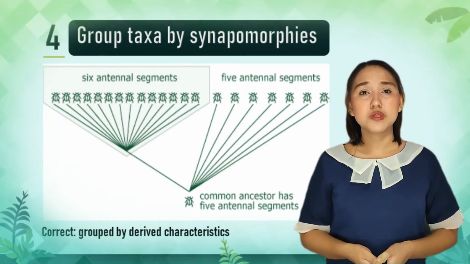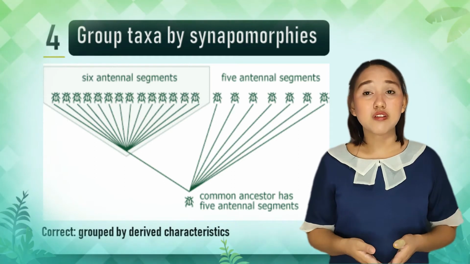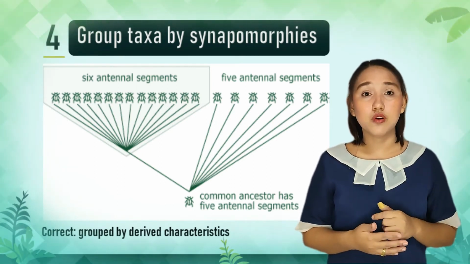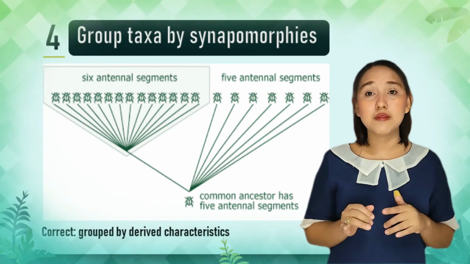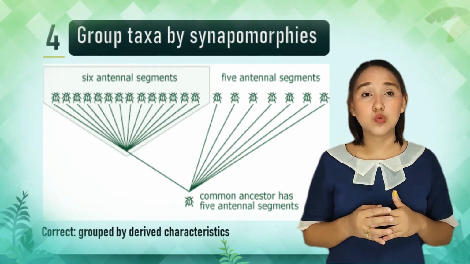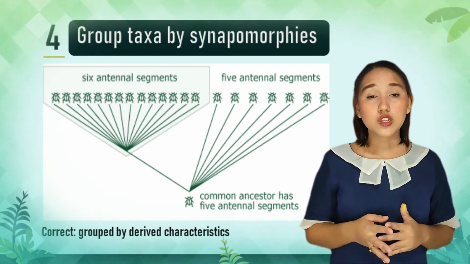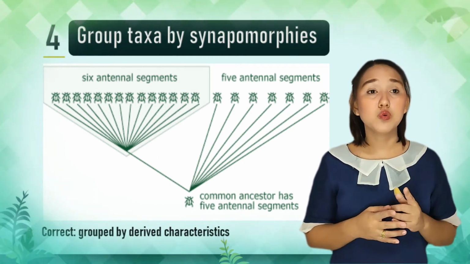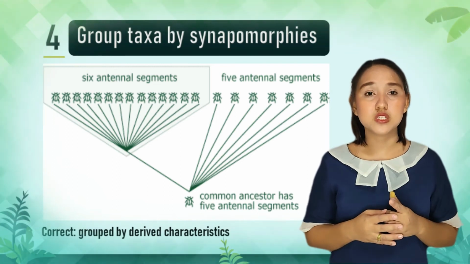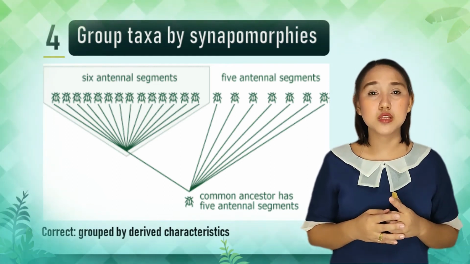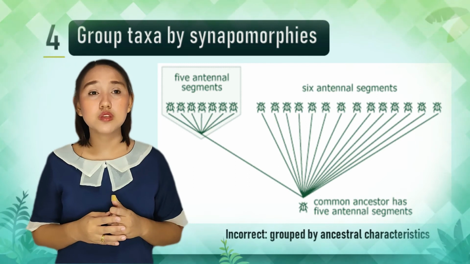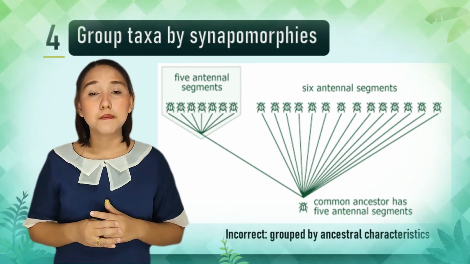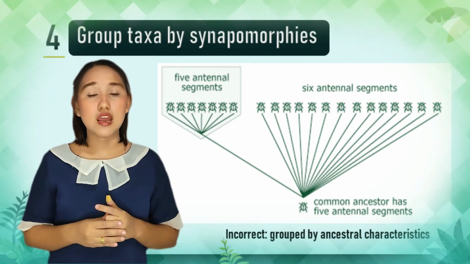7 of the modern beetle species still have that character. However, one lineage within the clade evolved 6 antennal segments and passed that character state onto its descendants, 14 of our beetle species. According to this rule, we would group the 14 beetle species with 6 segments together, but would not group the 7 species with 5 segments together, because this is the original character state.